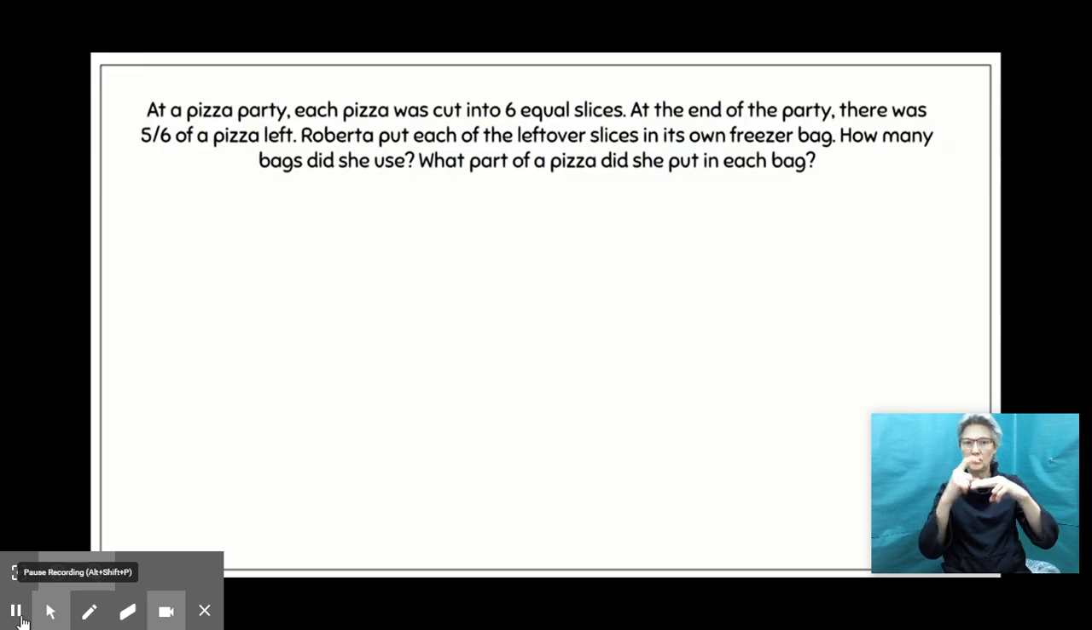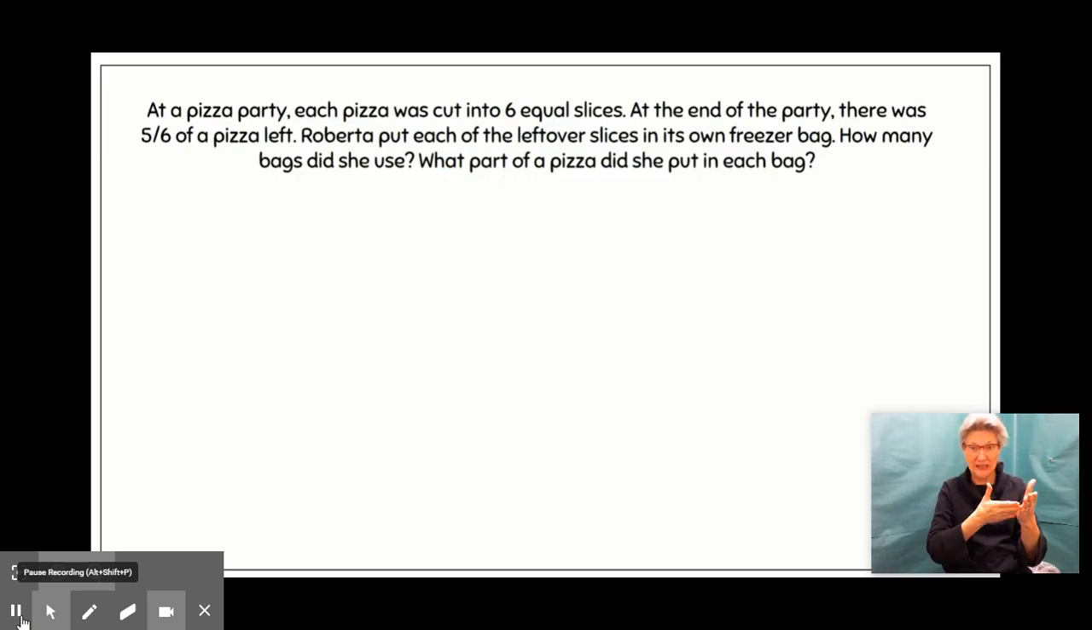Here's our first problem. It says, at a pizza party, each pizza was cut into 6 equal slices. At the end of the party, there was 5/6 of a pizza left. Roberta put each of the leftover slices in its own freezer bag. How many bags did she use? And what part of a pizza did she put in each bag?